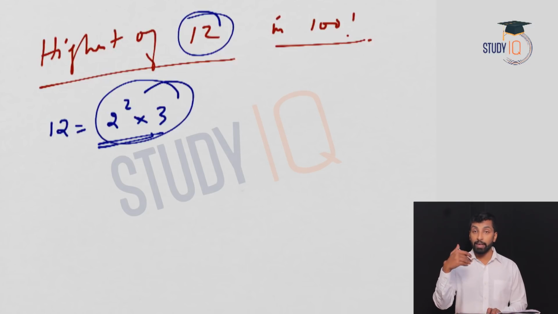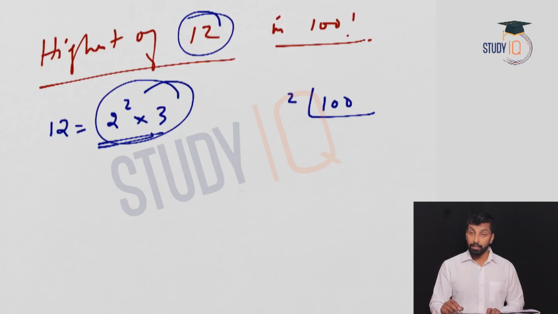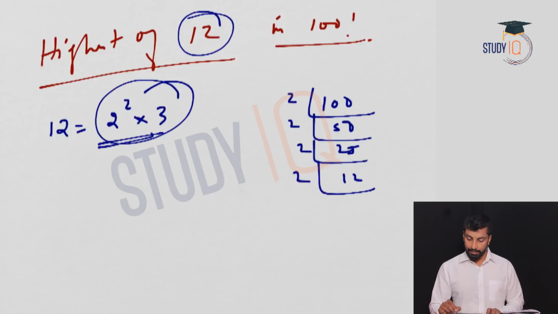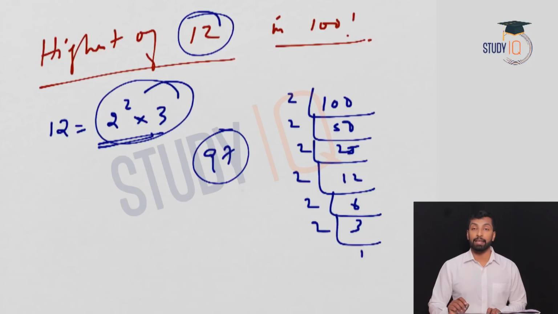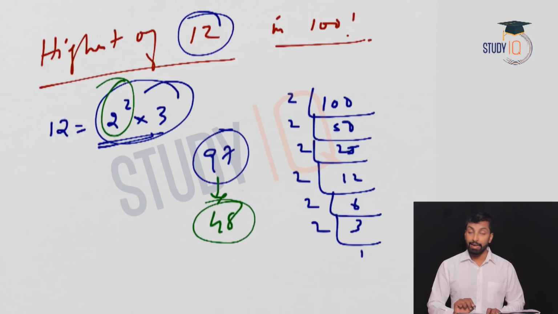Then you need to find how many 2's are there. So when you find how many 2's are there, you divide like this. We have already seen this, right? So you get 50, you divide, you get 25, you divide, you get 12, you divide, you get 6, you divide, you get 3, you divide, you get 1. So when you add, you get 97. So 97 2's are there. But what we need is 2 square. So how many 2 squares will be there? 48, half of 97. So 48 2 squares will be there.